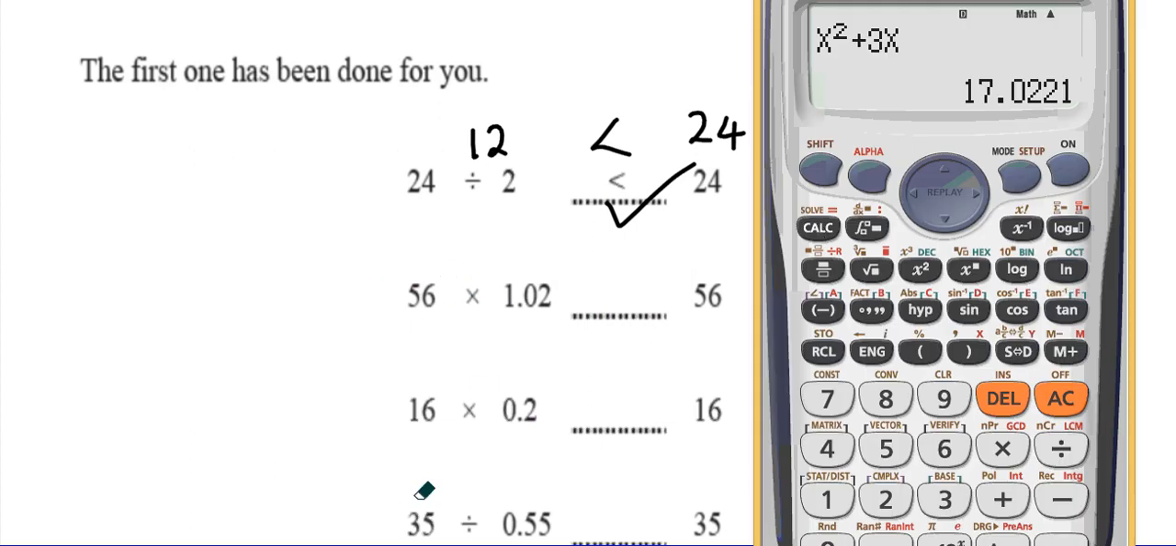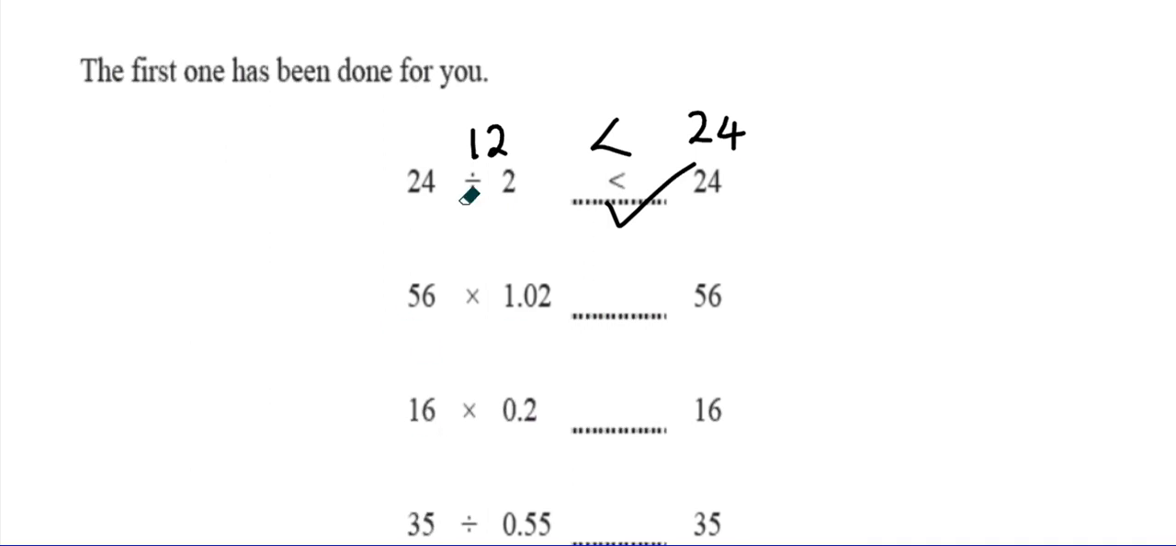Okay, so using a calculator, we have 56 times 1.02. You'll get 57.12. Now suppose we don't want to use a calculator, what will be the working? We have 56 times 1.02.